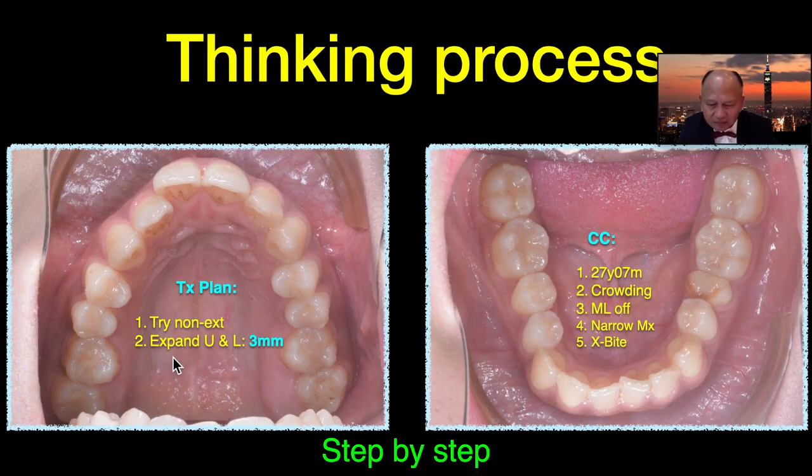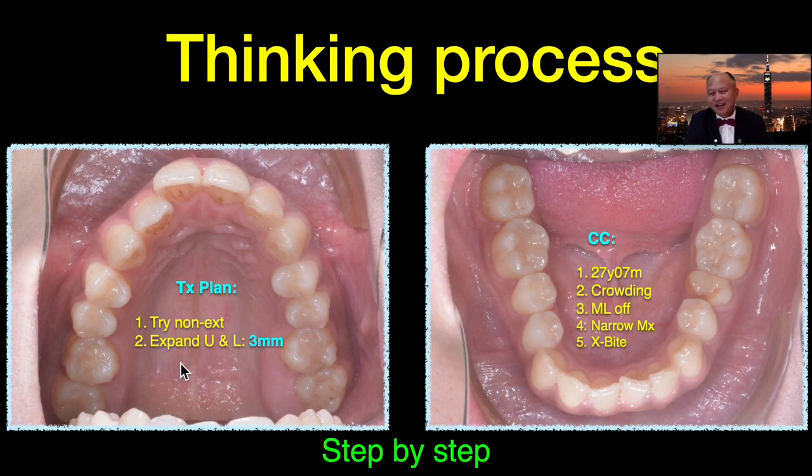Why do I want to do that? Because it will be easier for me to look at the photo and also know what the treatment plan is. The treatment plan for this case actually is quite easy. It's a try non-extraction. I always say try. This word is the key. You always say try, so you give yourself a little room for error. If it doesn't work out, you can say, oh, I only said try. So it's very important you say try. I love to say try non-extraction first.